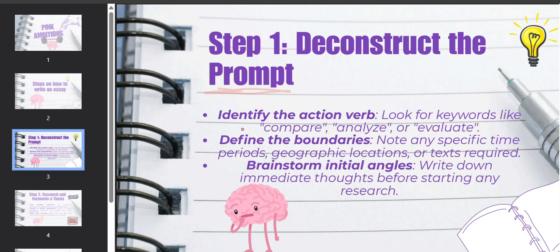Then you deconstruct. You look for keywords. What are they telling you? Are they telling you to compare, analyze, or evaluate? What's the situation? Then you define the boundaries. Note a specific time period, geographical location, or a guided requirement. Brainstorm initial angles: write down immediate thoughts before starting any research. So now you have got the topic.